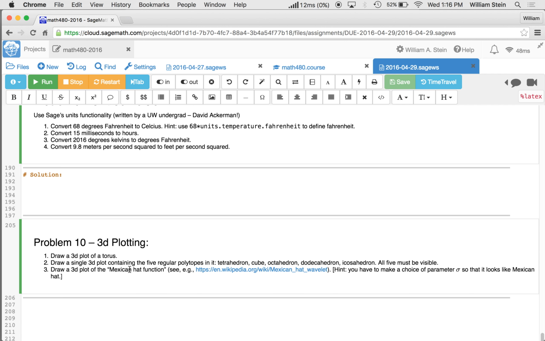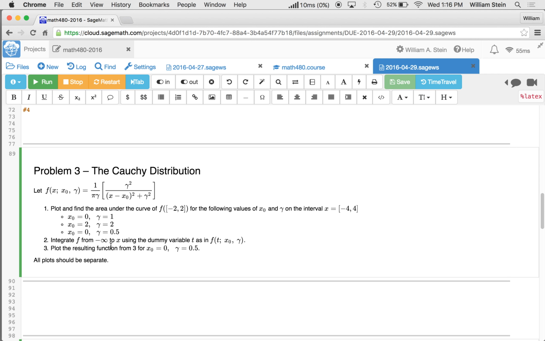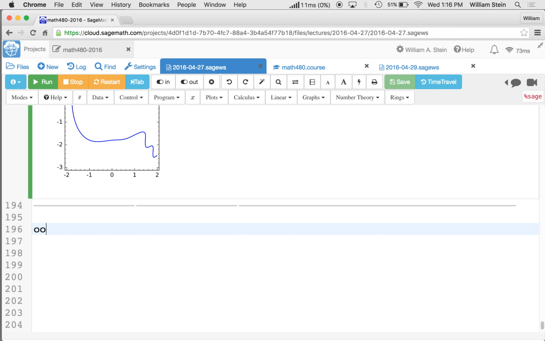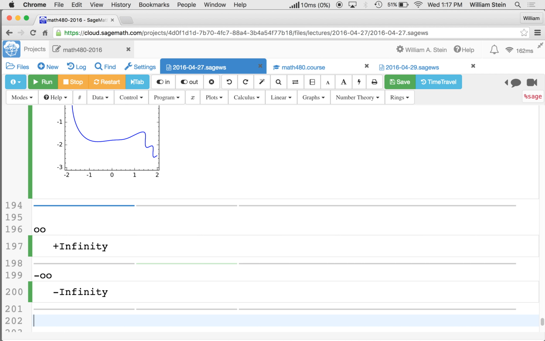For problem 3, part 2, what are we integrating in terms of? I guess I'm unclear about that. Do you want to say something about that, John? It's your problem. You're integrating in terms of dt. So if you use a dummy variable, you're integrating f of t from negative infinity to x. And infinity is OO in Sage. It looks like an infinity. So that might be helpful. I guess that's plus infinity, so watch out. Minus OO gives you minus infinity.